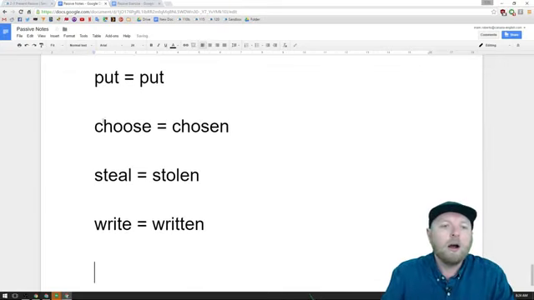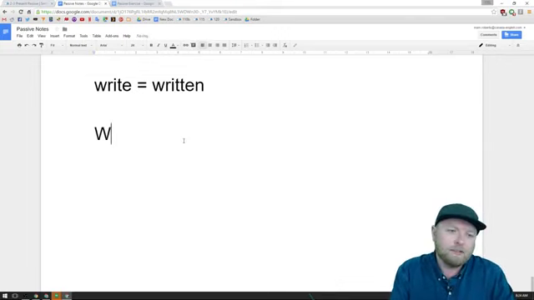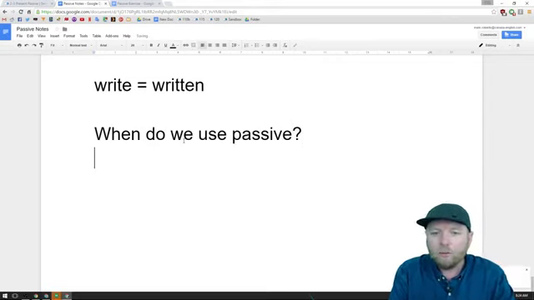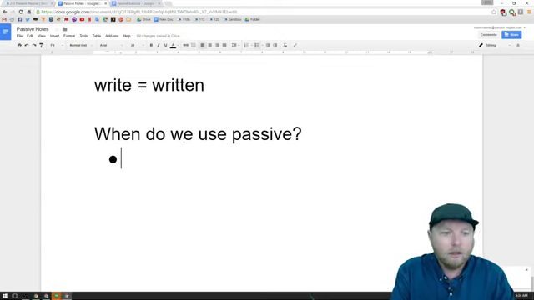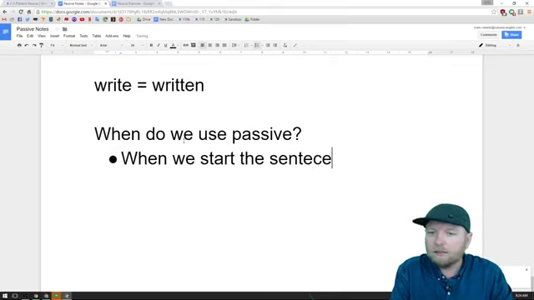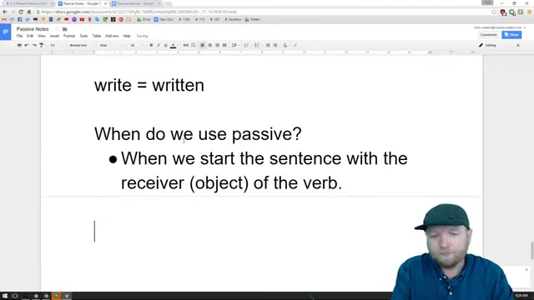Okay. All right, guys. So let's go back to this. When do we use passive? Well, some people are asking me that in the chat. When do we use passive? We use passive, thanks Zach, when we start the sentence with the receiver. And what is this called? This is called the object of the verb.